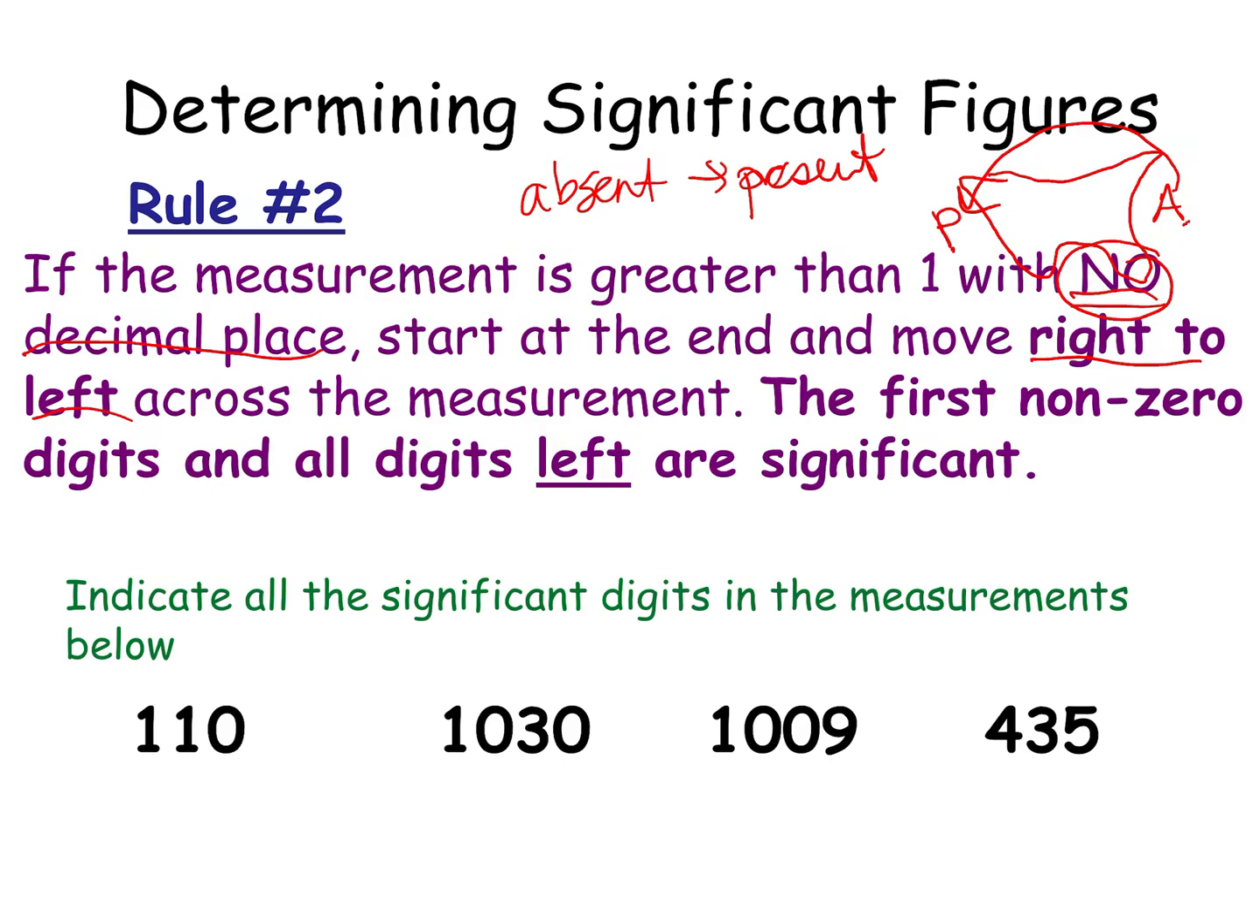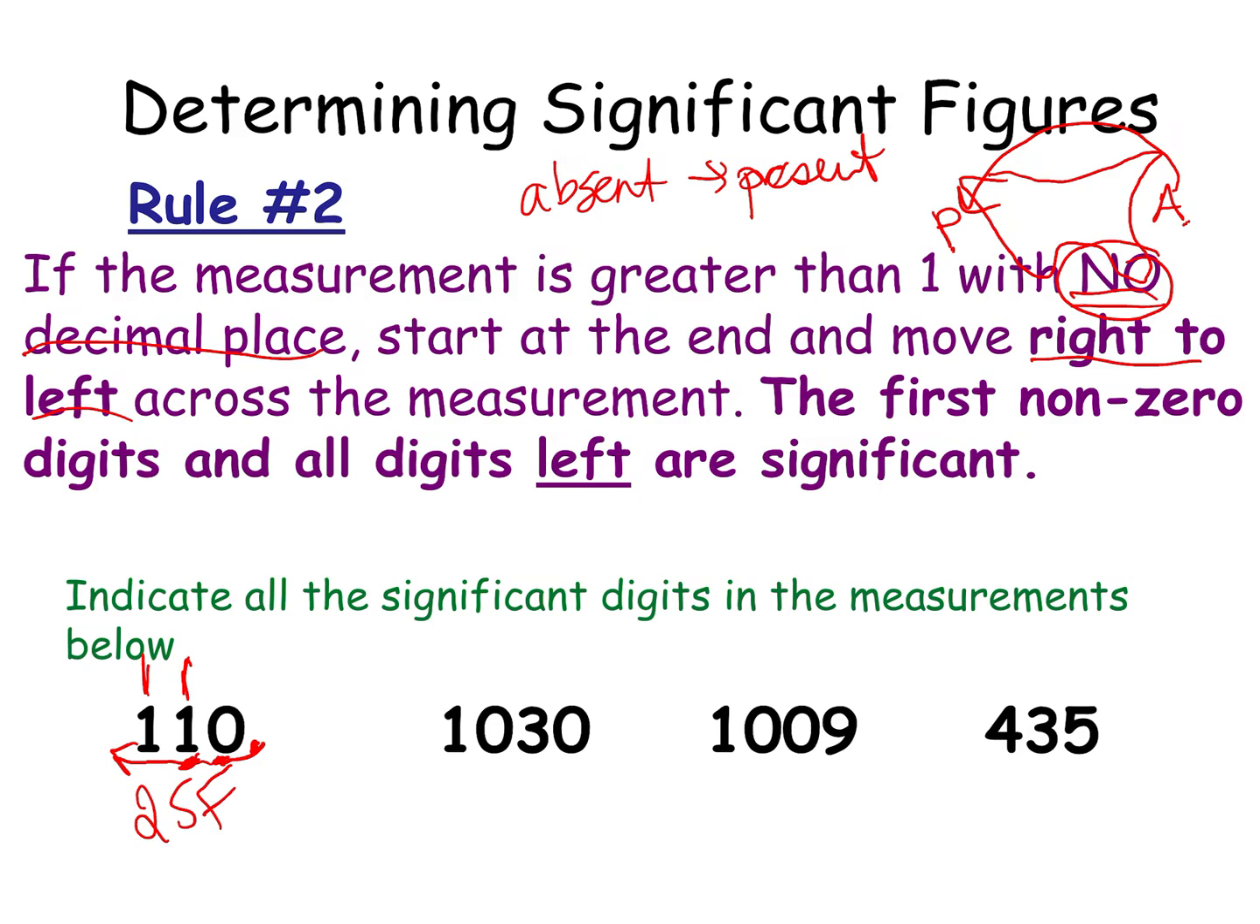Okay, our first number is larger than 1, but it doesn't have a decimal place. So where would the decimal place be if we had one? Well, it would be here. Okay? So I'm going to move from right to left. So here, our first digit is a 0. That doesn't count. That is not significant. So I move on. This 1 is significant because it is non-zero. So that and anything else to the left counts. So 1, 2 sig figs.